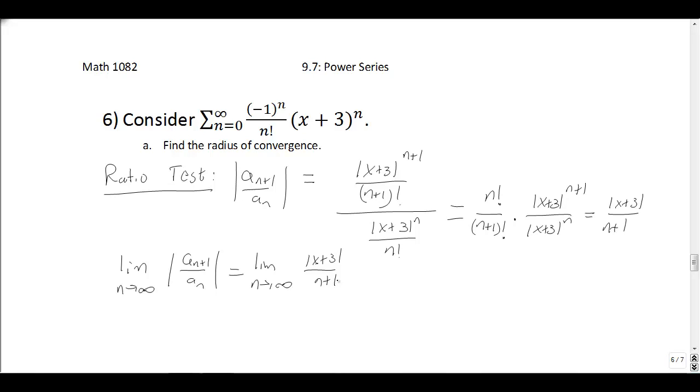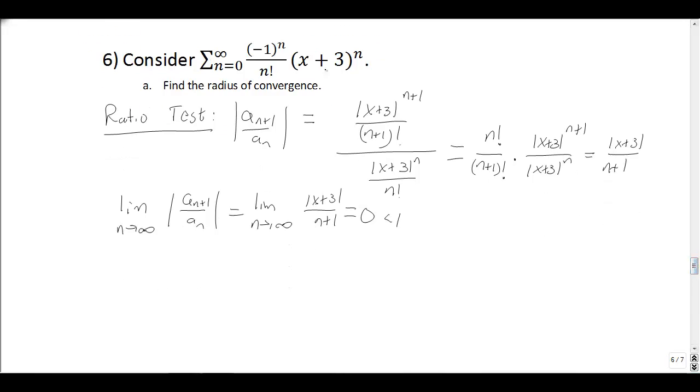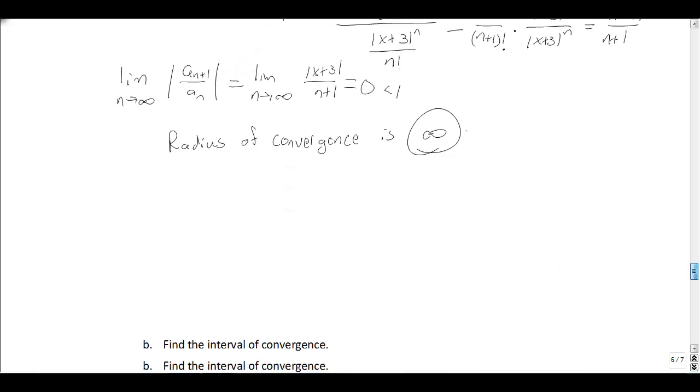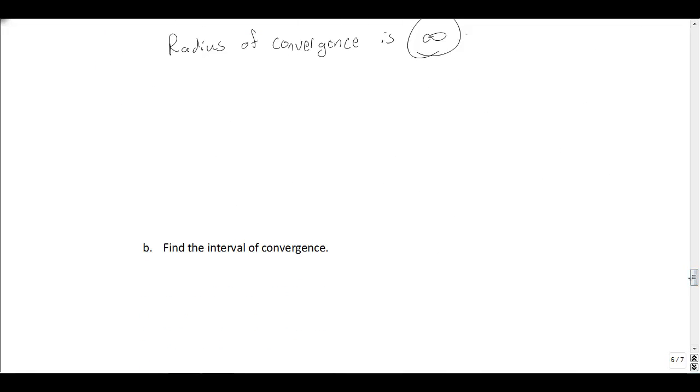Again, no matter what x is, x plus 3 is some finite number. So if you fix x and then let n go to infinity, you're going to get a finite number over infinity. This is going to go to 0, which is less than 1. So essentially, this power series will converge for every possible value of x here. And that tells me that my radius of convergence is infinity here. Okay, and then the interval of convergence, given the radius of convergence is infinity, I'm just going to write it as negative infinity to infinity. There, so there's really no endpoints to check.